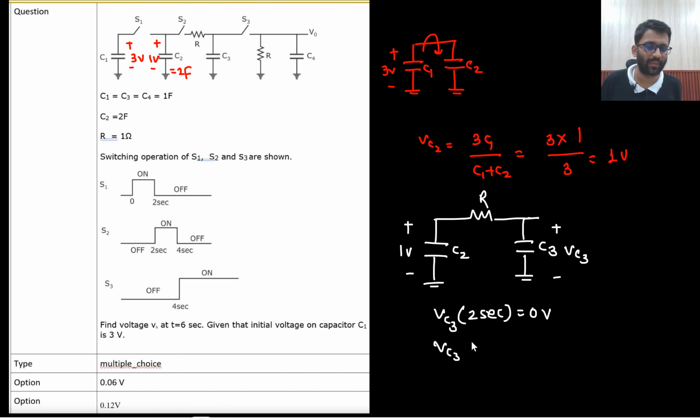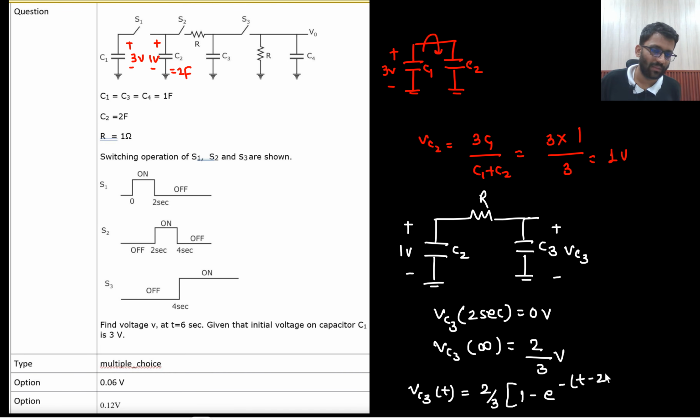And at steady state, what will happen? At steady state, there will be charge conservation between these two. So that would be 1 into C2, that means 2 divided by C2 plus C3, 2 by 3 volt. So from 0 to 2 by 3 volt it is going. So what will be the equation of VC3(t)? From 0 to 2 by 3 it is going, 1 minus e to the power minus (t minus 2) by tau.